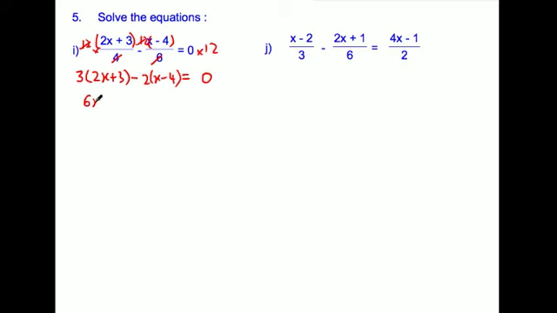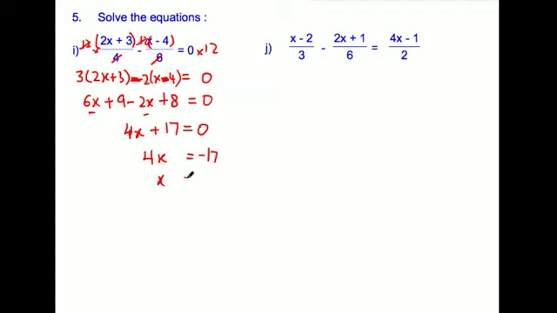Opening the brackets, 3 times 2x plus 3 times 3 minus 2 times x, minus times minus to give plus 8. 6 minus 2x, 6x minus 2x, 4x plus 17 equals to 0. Get rid of 17, minus 17 on both sides. Divide by 4 on both sides and convert to mixed number. Remember to give answers in mixed numbers.